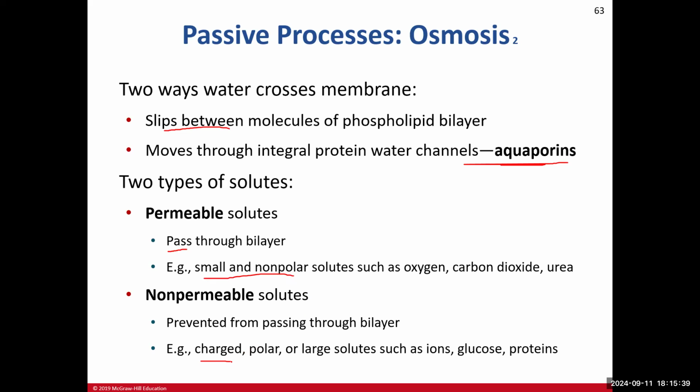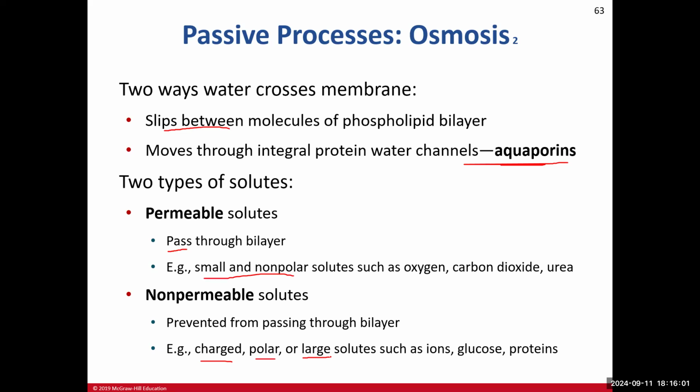Okay, what's charged? What's a charged molecule? Well, the ions. Remember the cations and the anions? Okay, so ions are charged, all right, molecules, so they can't pass through, so it's non-permeable, right? If you're polar, or if you're just really, really big. Glucose is big. Proteins can be really, really big. Right? So they need help.